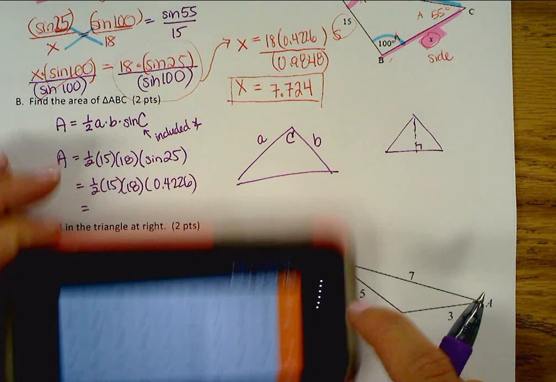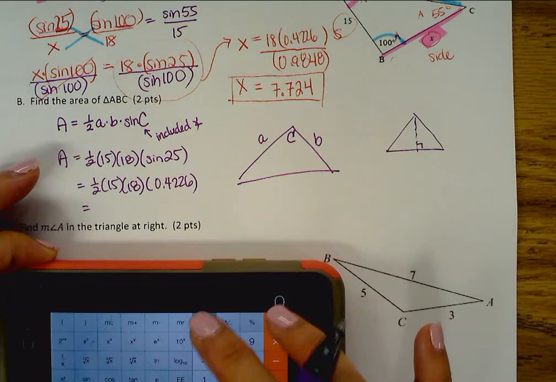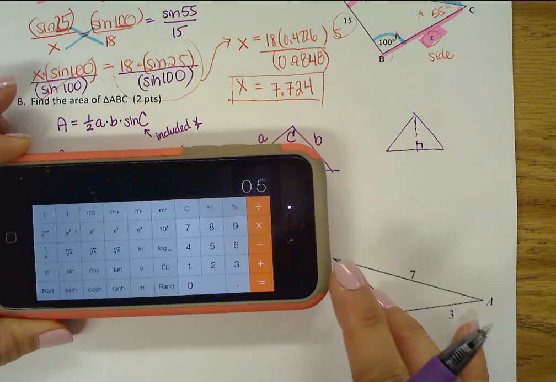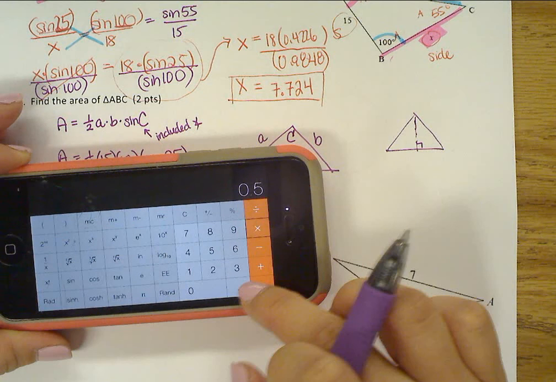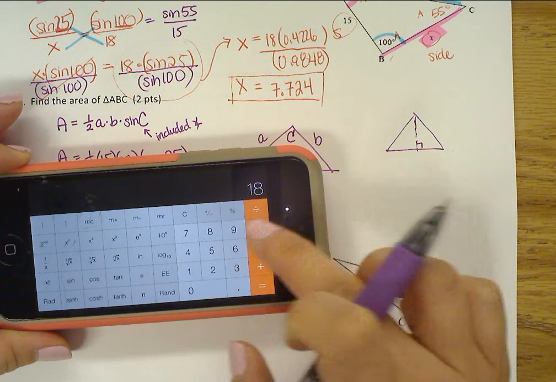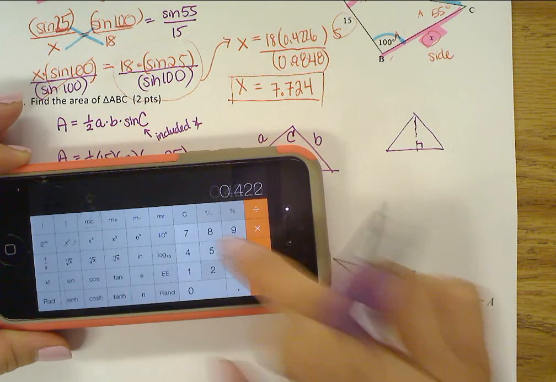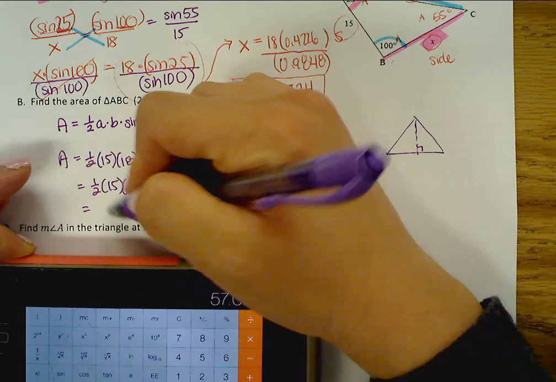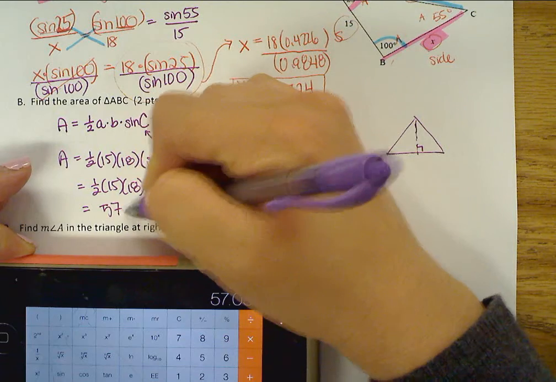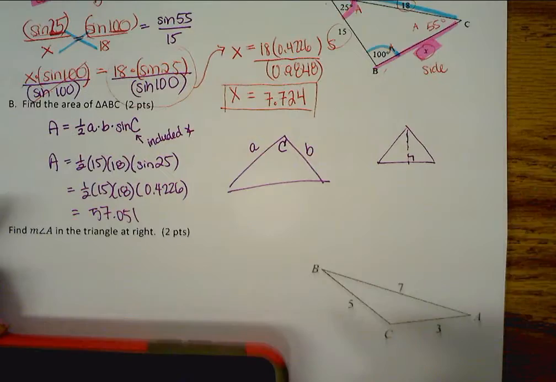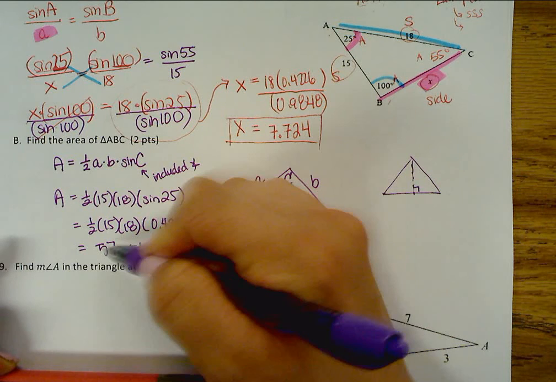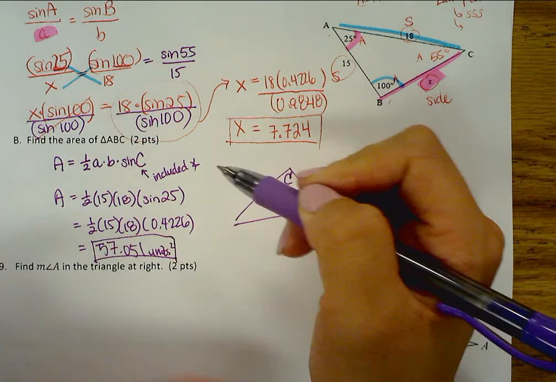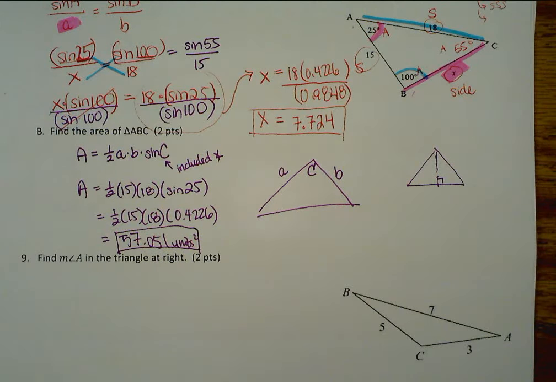Let me just make sure. 0.5. No, 1/2 times 15 times 18 times 0.4226. Yeah, 57.051. What is my units? If this is area, units squared. Okay? Questions on this problem? All right.